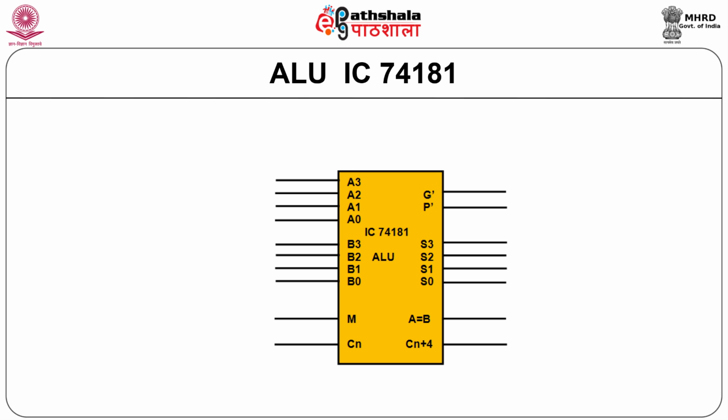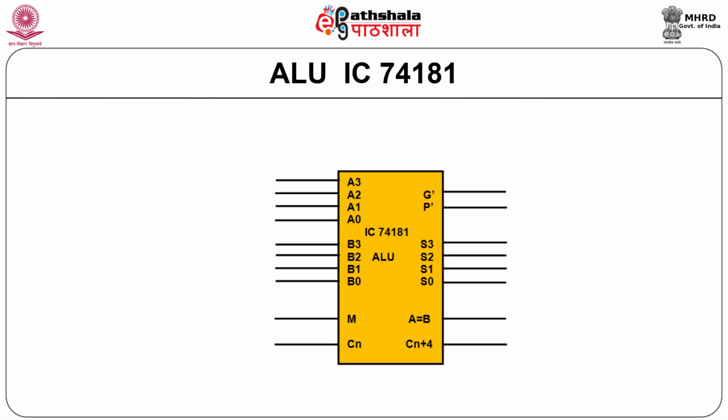The logic symbol of IC 74181 is shown here. IC 74181 is basically a 4-bit ALU which can perform all the possible 16 operations on 2 operands and a variety of arithmetic operations. Let us now talk about certain features of IC 74181.